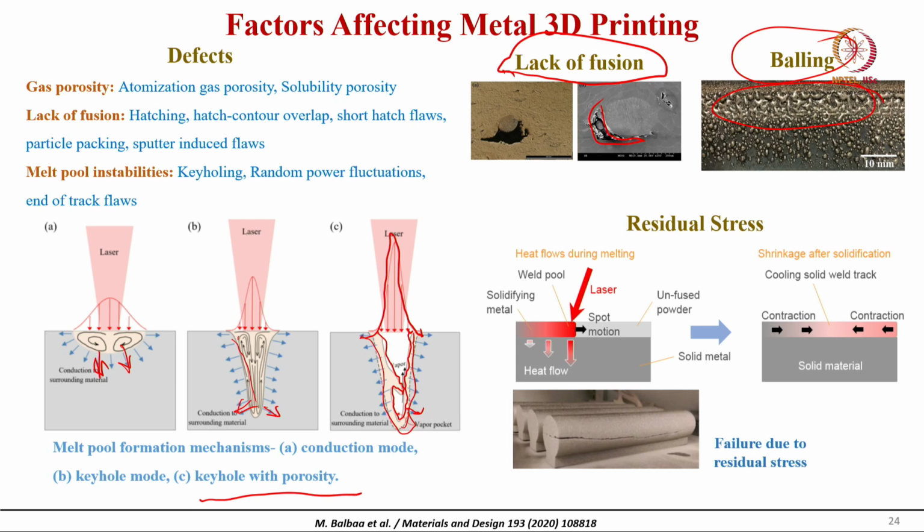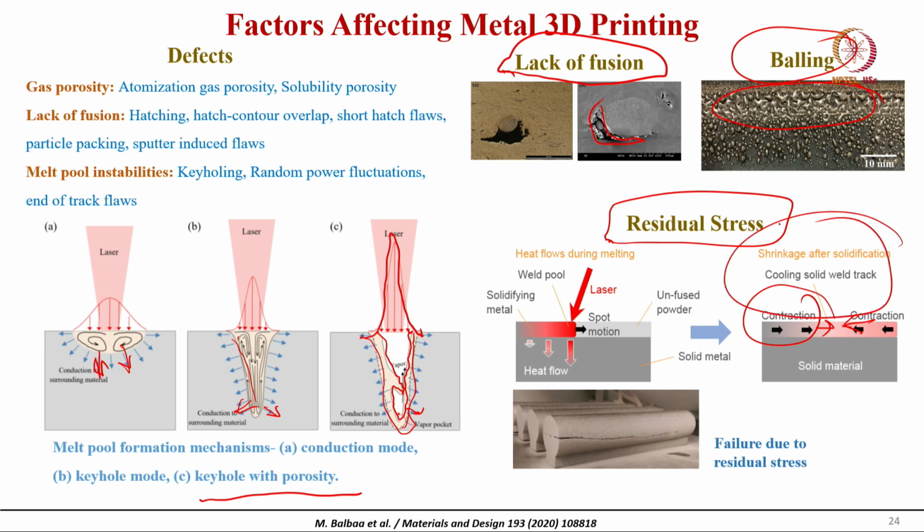Because of this high heat that is being generated, and also this heat being conducted and convected away, there is a chance that residual stresses will develop. These residual stresses can be contraction in nature, that means equal stresses from two opposite directions, which will lead to shrinkage during solidification, and then it can affect the cooling solid weld track, and this can finally lead to failure of these components due to the residual stress.